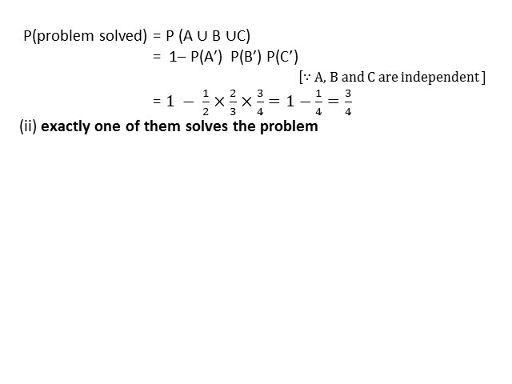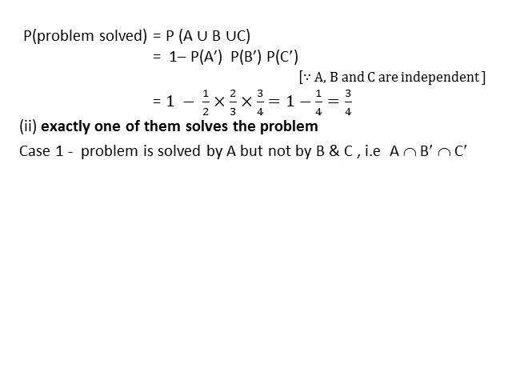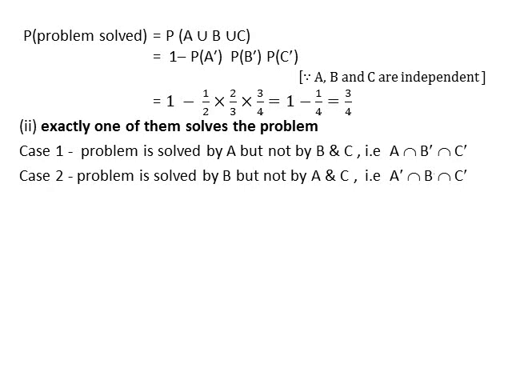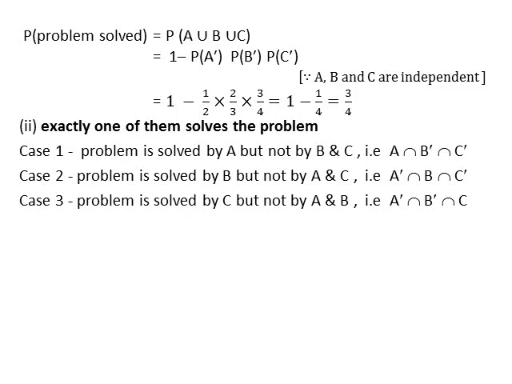Now second part, that exactly one of them solves the problem. Here three cases arise. Case 1, problem is solved by A but not by B and C. That is A intersection B complement intersection C complement. Case 2, problem is solved by B but not by A and C. That is A complement intersection B intersection C complement. Case 3, problem is solved by C but not by A and B. That is A complement intersection B complement intersection C.